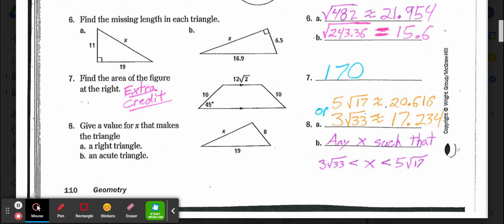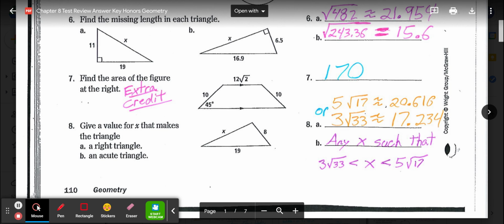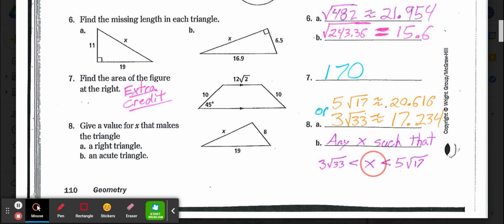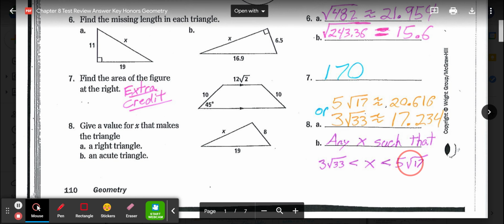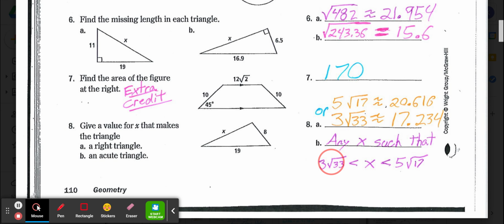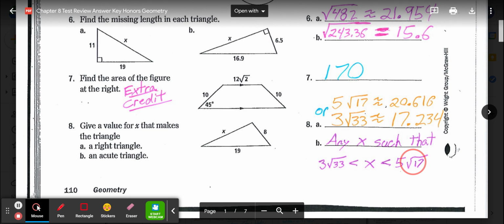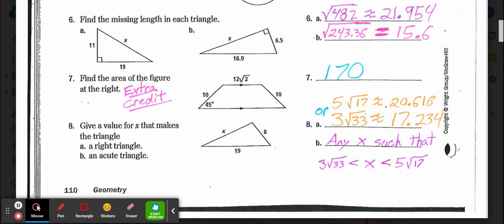In part B, for this to be an acute triangle, x would have to be anything less than our hypotenuse measure, but greater than the smallest measure that makes it a right triangle. So x could be any value greater than 3 square roots of 33 and less than 5 square roots of 17 to make this an acute triangle.